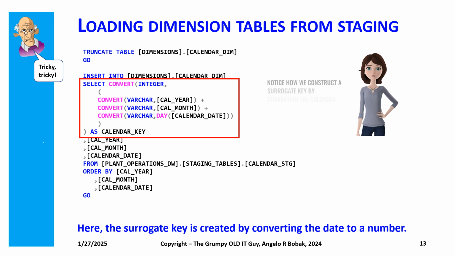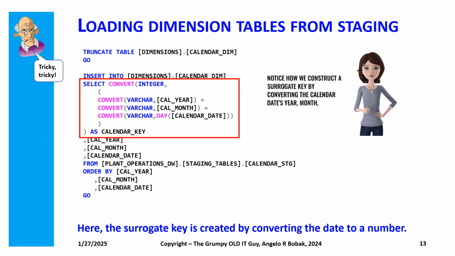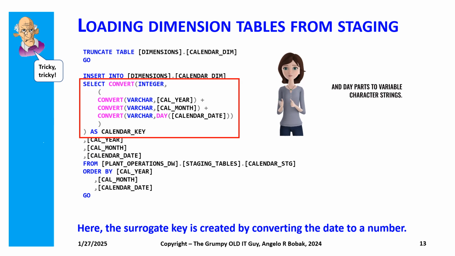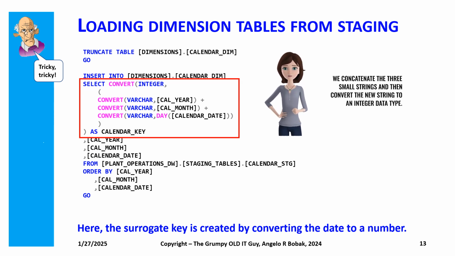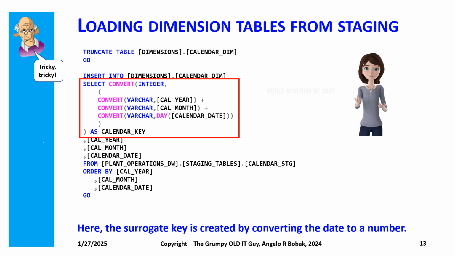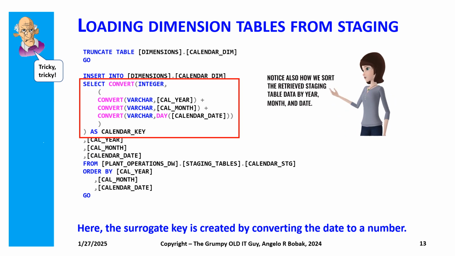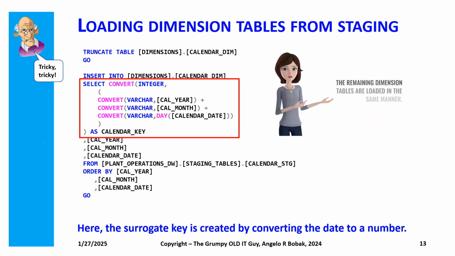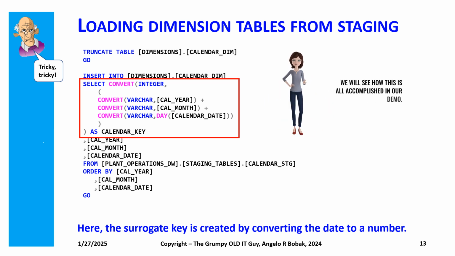table. Notice how we construct a surrogate key by converting the calendar date's year, month, and day parts to variable character strings. We concatenate the three small strings and then convert the new string to an integer data type. That is now our unique surrogate key value. Notice also how we sort the retrieved staging table data by year, month, and date. The remaining dimension tables are loaded in the same manner. We will see how this is all accomplished in our demo.